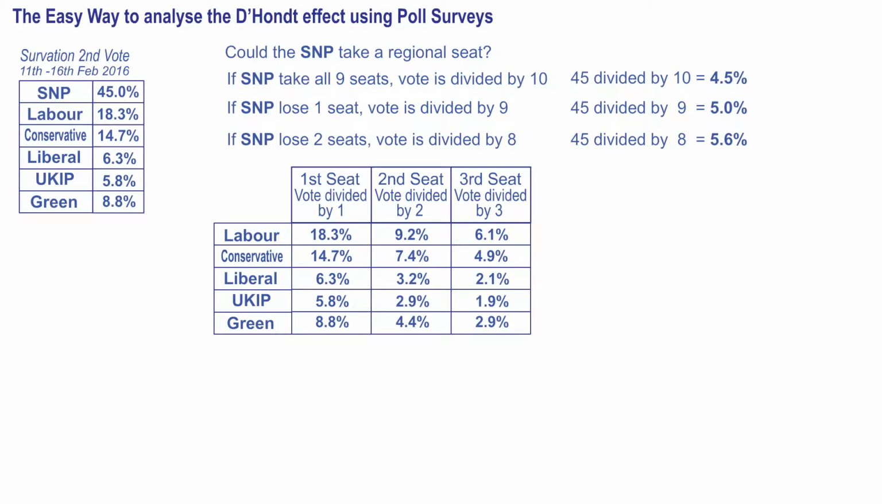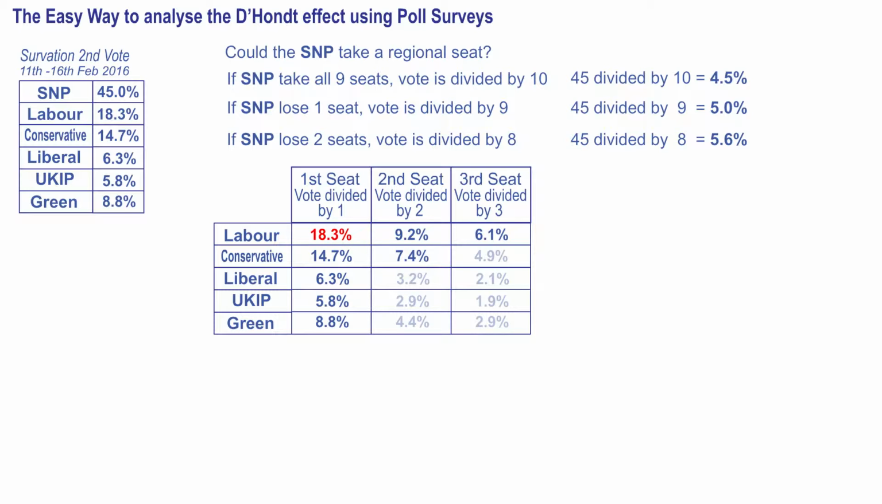We don't need a fourth column here, but if Labour gets up to the low 20s, you need a fourth column as they can get a fourth seat. We can ignore the percentages under 5% as 5% won't take a seat. Now look at the highest percentages.